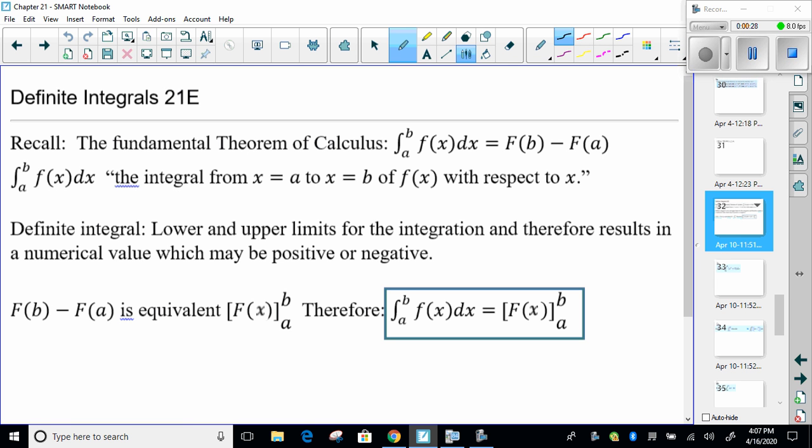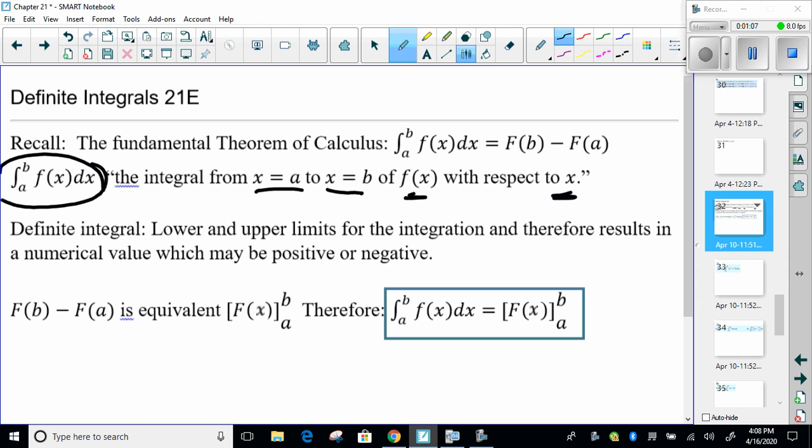So the fundamental theorem of calculus says we're going to integrate from a to b of f of x with respect to x. That's equivalent to finding capital F of b and subtracting capital F of a. Again, I just wrote it out here, from x equals a to x equals b of f of x with respect to x. So that's what this stands for. We're looking at a definite integral. It's not going to keep going forever, so we're restricting what x values we can look at. We're going to have a lower and upper limit for that integration, and because of that, we're going to find that area, which is just a numerical value. It could be positive, it could be negative.